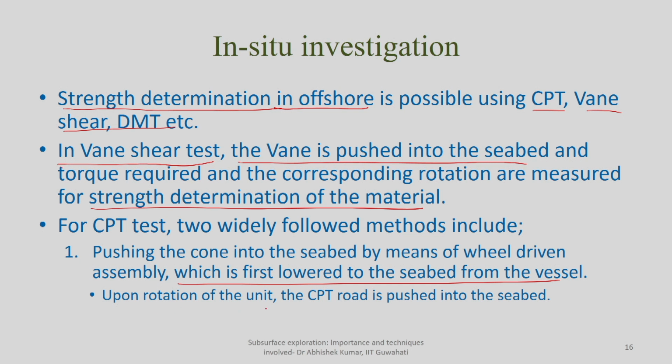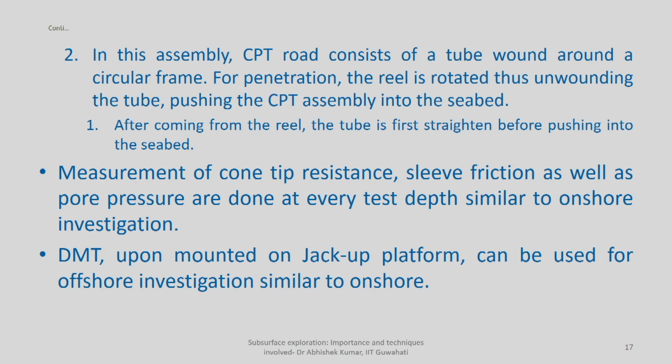This is one method. So, upon rotation of the unit, that is the wheel assembly, the CPT rod is pushed into the seabed. In the second method, in this particular case, the rod is pushed by means of a tube, and the tube is wound around a reel. So, in order to push the CPT to a deeper depth, you can actually unwind the tube, and then the tube will be straightened by means of another assembly, and then it is pushed into the seabed. So, that is how you can also measure the typical information about the seabed.